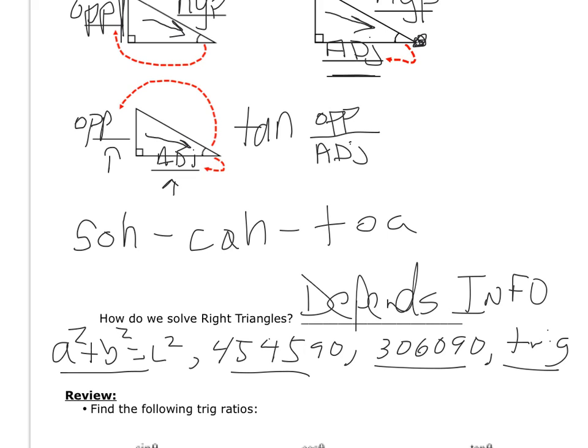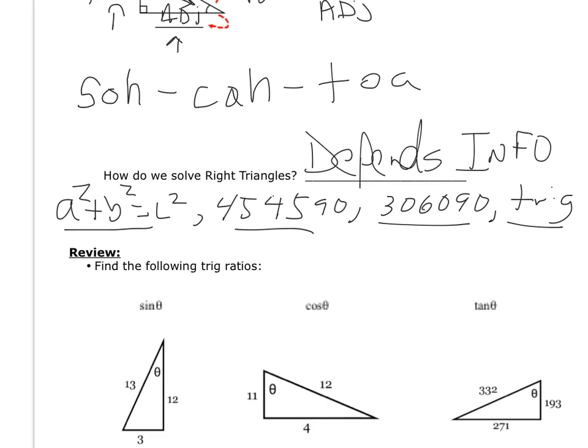Because all of these things are ways to solve a right triangle. It just depends, what is the information? What do we know? What can we prove? And that's what determines how we solve. So I like that question. I've never had that before, but it's a good thing to talk about.